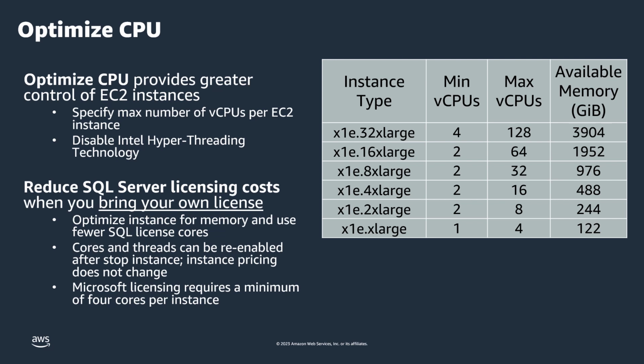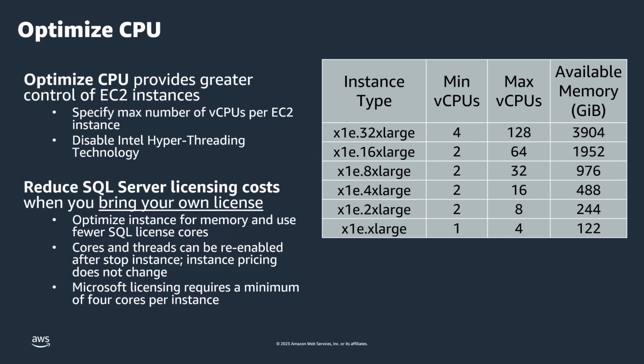Optimized CPU is a feature that we've developed to give customers some control over the number of licenses they need to bring. Optimized CPU can help customers reduce the number of licenses they need to bring by giving customers some control over their instances. This feature came about due to feedback from customers that wanted a lot of memory, but did not need all the cores to support that memory. So for example, the 32x large instance on the slide has a lot of memory, but also has a lot of vCPUs at 128.